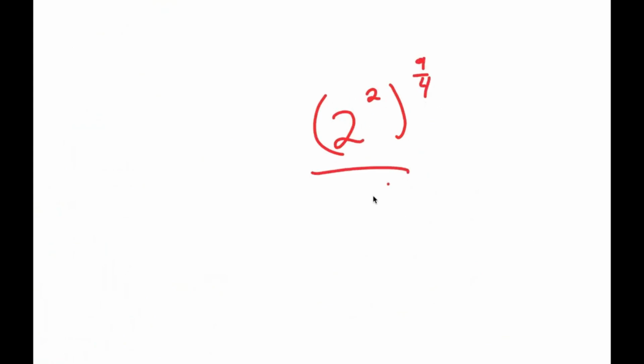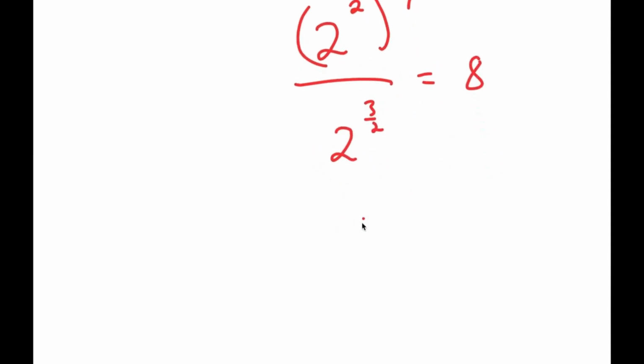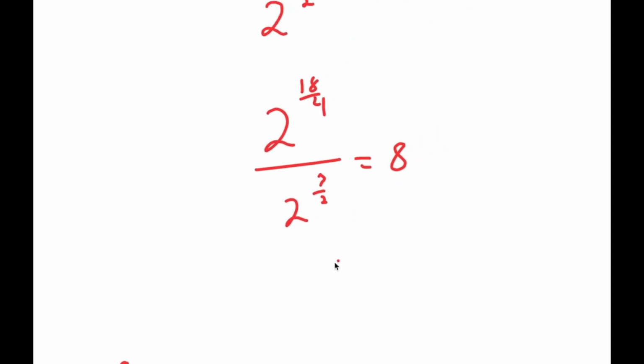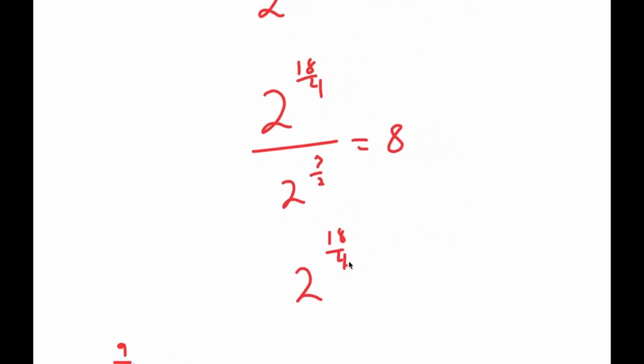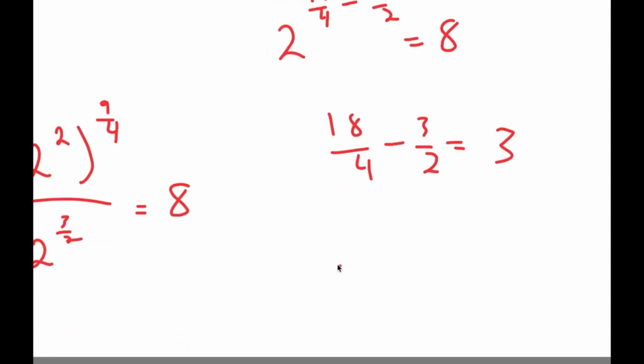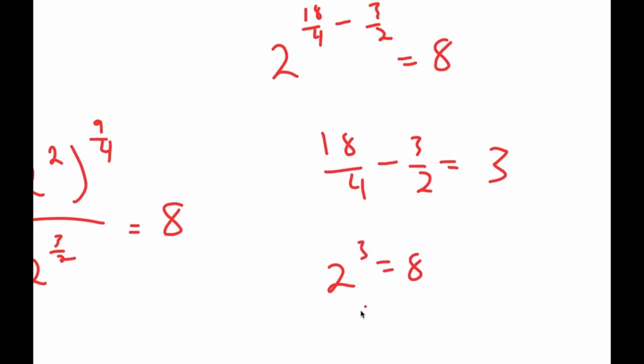So now, let me rewrite this over here. Two times 9/4 is 18/4, so I get 2 to the power of 18/4 over 2 to the power of 3/2 is equal to 8. So now I get 2 to the power of 18/4 minus 3/2 is equal to 8. 18/4 minus 3/2 is equal to 3. So I get 2 to the power of 3 is equal to 8, and 8 is equal to 8. So this is right.